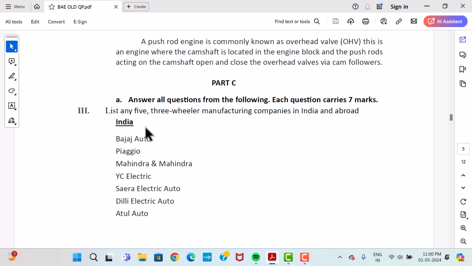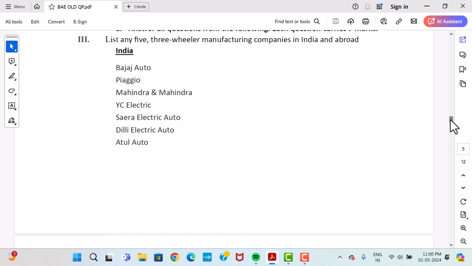I'm going to explain the companies in India: Bajaj Auto, Piaggio. Here it is specifically mentioned the three-wheeler manufacturing companies, three-wheeler automobiles: Mahindra and Mahindra, YC Electric, Sierra Electric Auto, Delhi Electric Auto, Adul Auto. These are very famous three-wheeler companies in India.